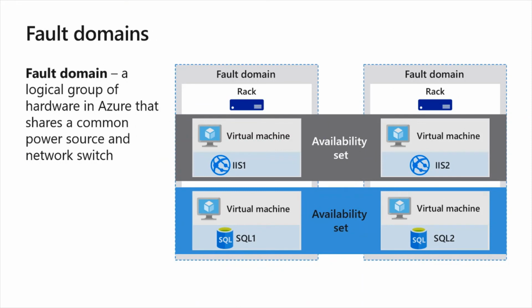And in the same way, you have fault domains, a logical group of hardware in Azure that shares a common power source and network switch. So let's say you have this fault domain. That means if you have a problem at the data center, all the related resources go down. But if you are using fault domains, that means those two virtual machines are not in the same data center, not at the same place. So if this goes down, this is still available.